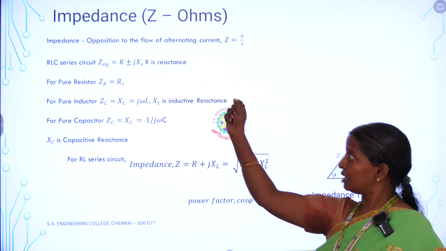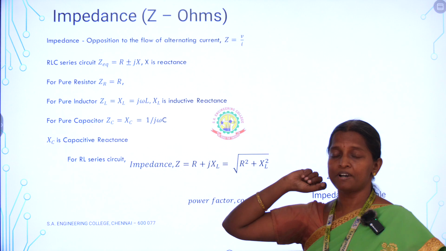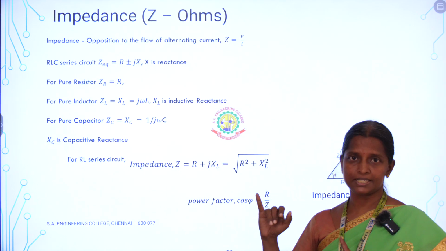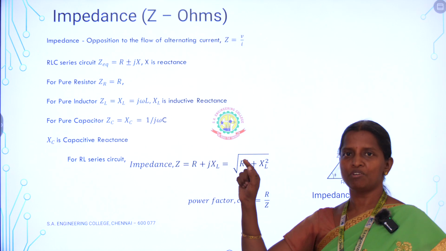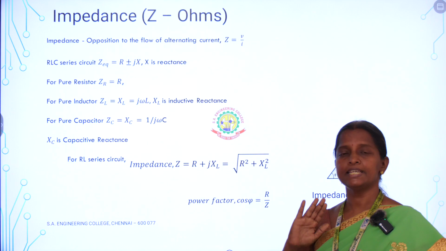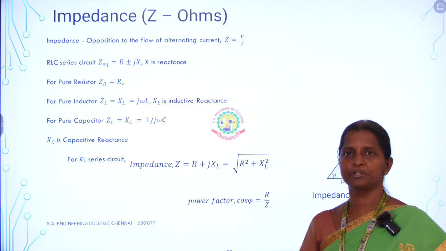And what is the RLC circuit? In case of an RLC circuit, there will be a resistor, there will be an inductor, and there will be a capacitor. When these are connected in series, it is called an RLC series circuit.